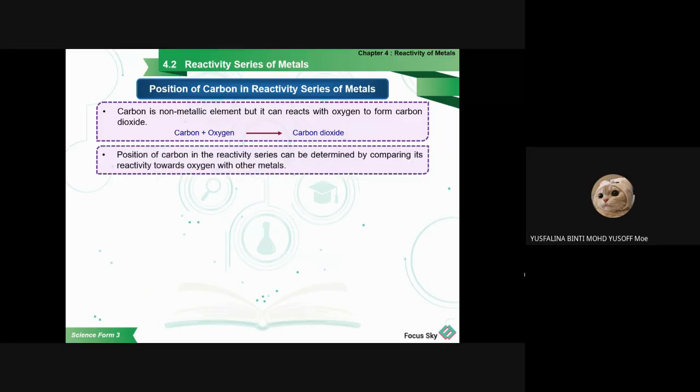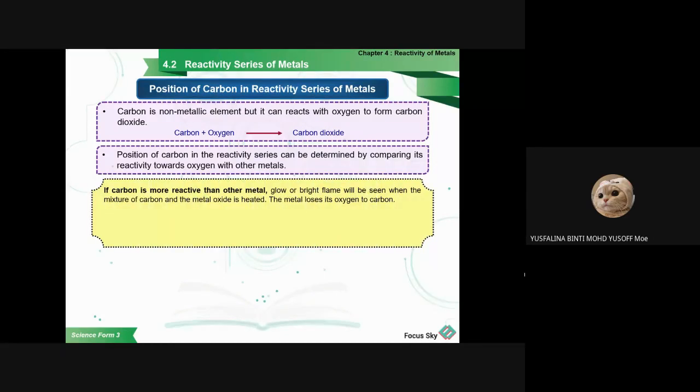The position of carbon in the reactivity series can be determined by comparing its reactivity towards oxygen with other metals. For example, take magnesium oxide, and when you react it with carbon, it will form magnesium, and we form carbon dioxide as a gas. If carbon is more reactive than the metal, a glow or bright flame will be seen when the mixture of carbon and metal oxide is heated. The metal loses its oxygen to carbon, so the carbon will combine with the oxygen and form carbon dioxide.